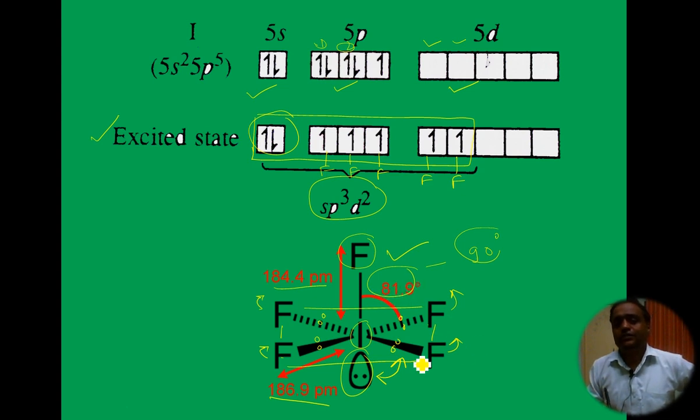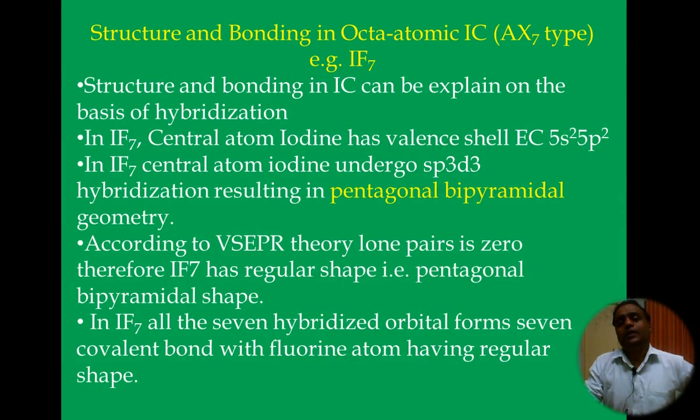It is because this lone pair repels these bond pairs, and because of that the fluorine atoms try to go away from this lone pair, and thus this angle becomes less than 90. So this angle decreases from 90 to 81.9 degrees. Okay, now the next molecule, this will be the last molecule in this series, iodine heptafluoride.